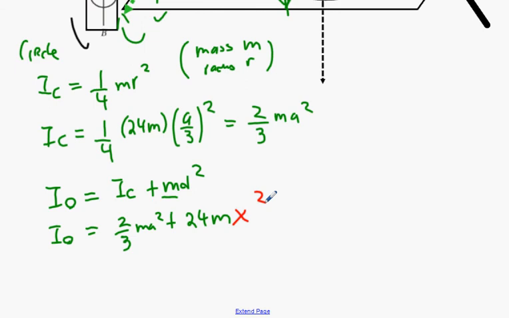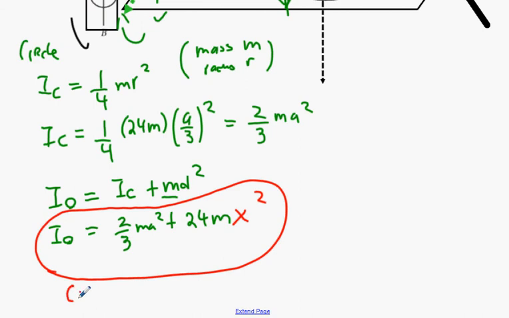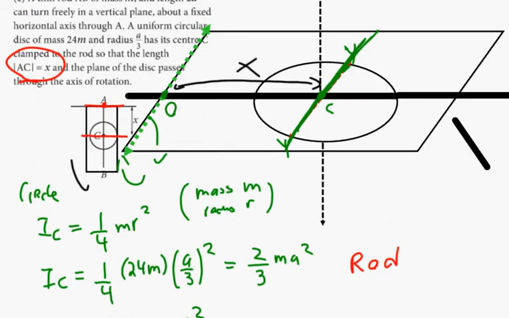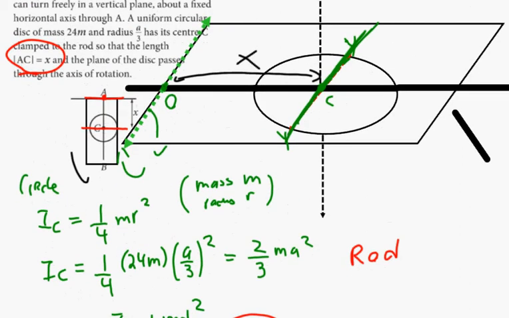And now, we forgot one thing in this whole thing. We've been working exclusively on the circle, haven't we? Haven't even gone near the rod yet. So that's all circle. This part here is just the circle about O. It has nothing to do with the rod. So now we're going to go over to the rod. Is the rod held by its end? The rod is held by its end. So what's the moment of inertia of the rod about its end?